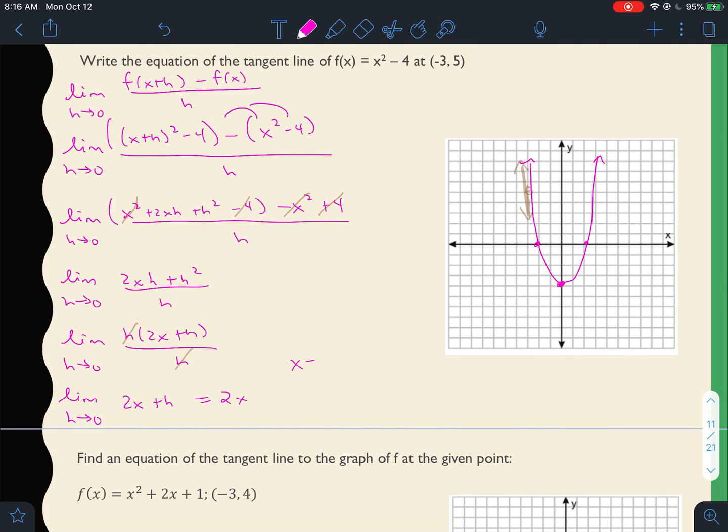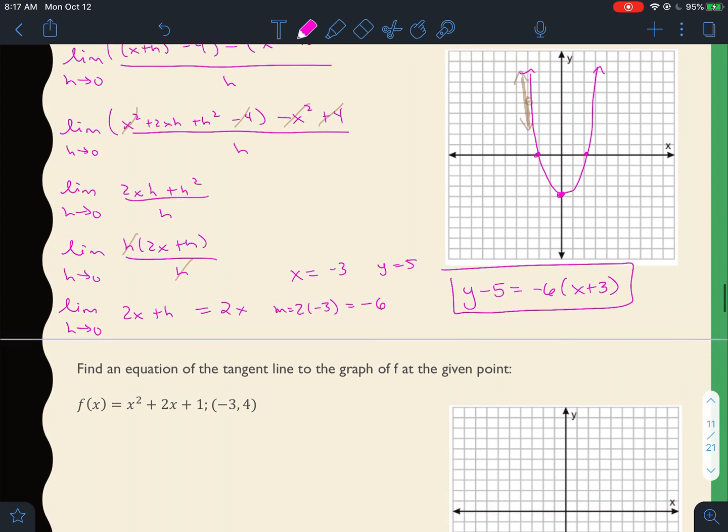So now if I want it at x equals negative 3 and y equals 5, if I plug negative 3 in, 2 times negative 3 is going to be negative 6. So the slope of my tangent line is negative 6, and it passes through the point negative 3, 5. So my equation for my tangent line will be y minus 5 equals negative 6 times x plus 3. So that would be the equation for that brown tangent line.